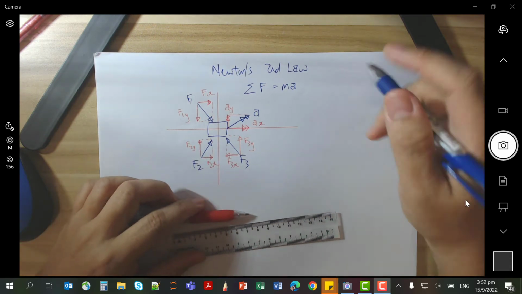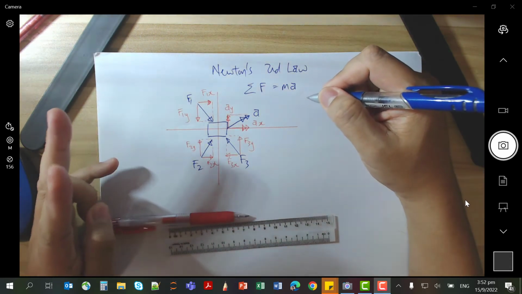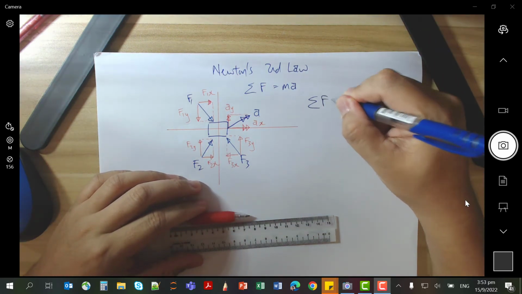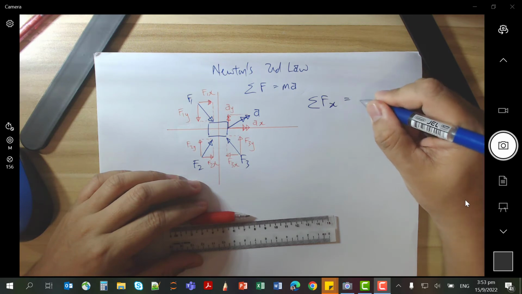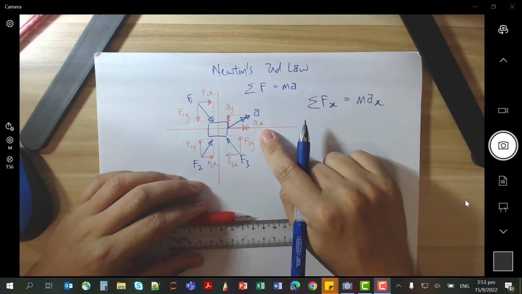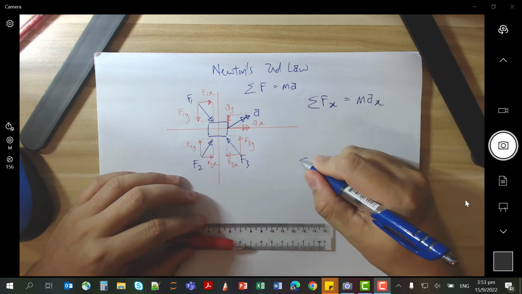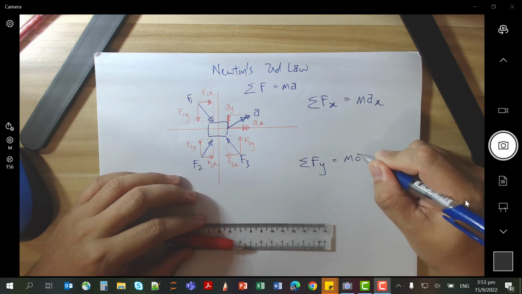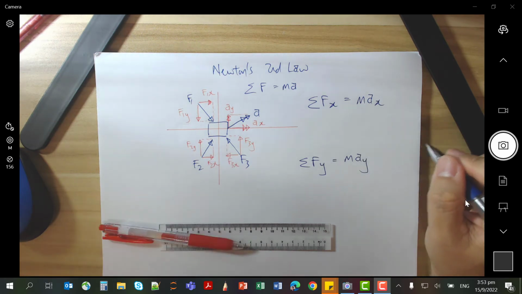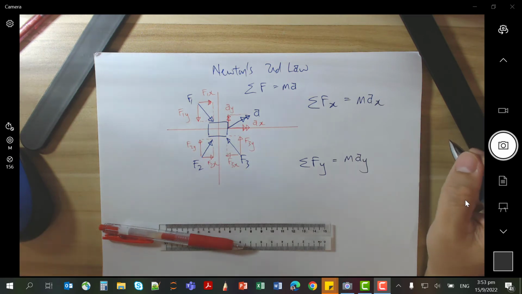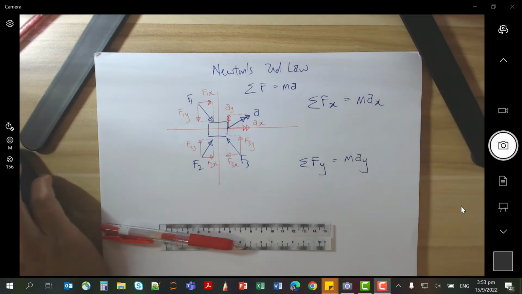Alright, and now we have split into vertical and horizontal, we can use the second law in two directions. The first one will be summation of forces in the x direction equals max. And then the other one will be summation of forces in the y direction equals may. So you will have two equations.